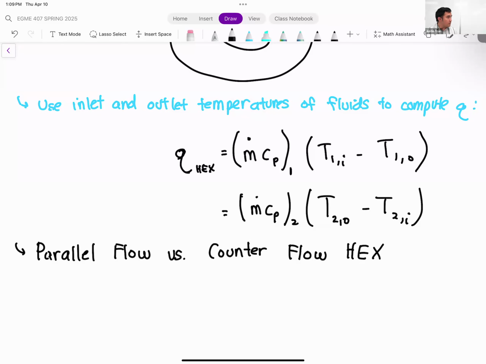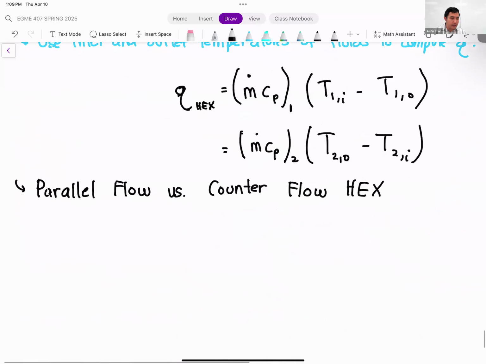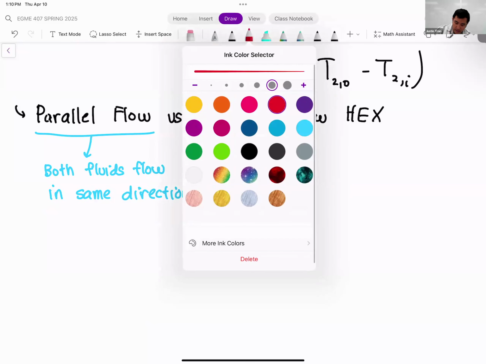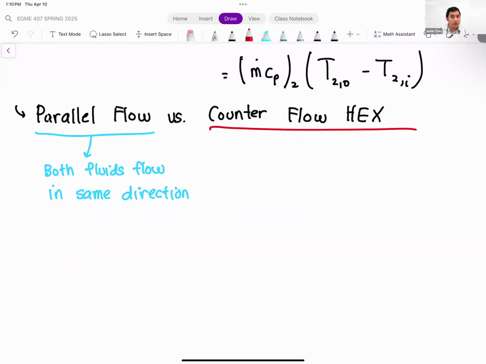A parallel flow heat exchanger is the one I've drawn up here. For a parallel flow heat exchanger, the inlets for both fluids are in the same location. Another way to say that is that both fluids flow in the same direction. And then counterflow heat exchangers are ones where the fluids flow in opposite directions.